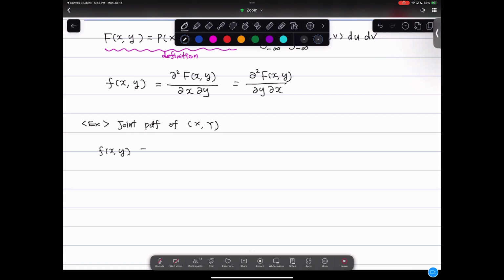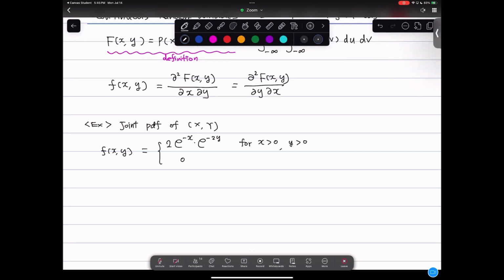f(x,y) is equal to 2 times e to the power of negative x times e to the power of negative 2y. And the support of this distribution is for both x greater than 0 and y greater than 0. Otherwise, this density function equals 0. So that's where your x and y both must be positive. That's when your density function is non-zero. Otherwise, it's all 0.